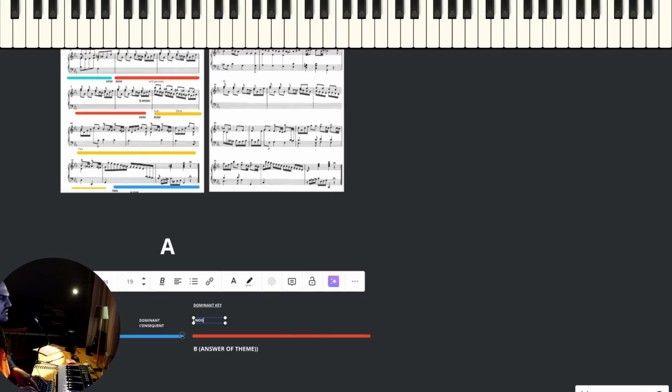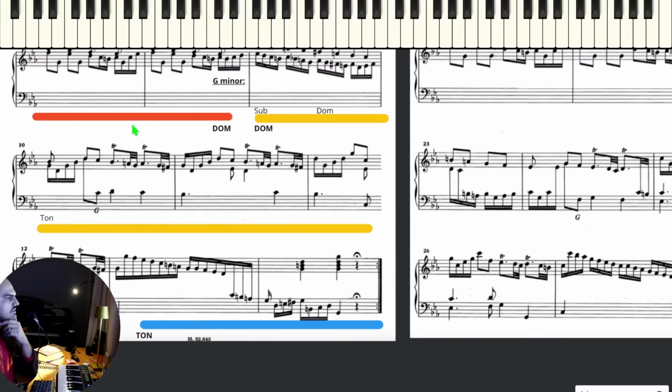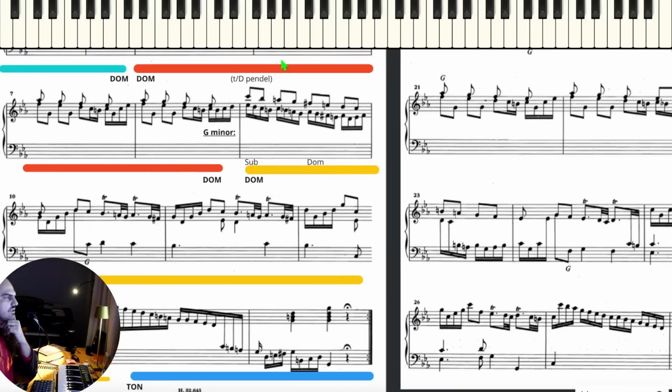The main concept here is long phrase to the end. There is no other way to put it in a resumed form. And you have to understand that this long phrase starts with figuration, so it's a new element.